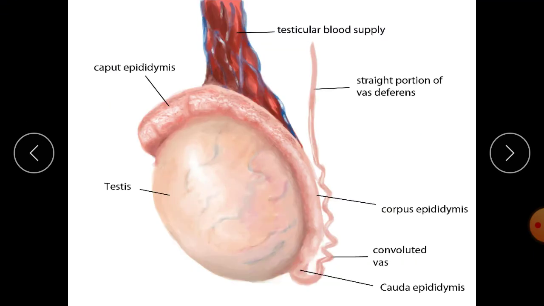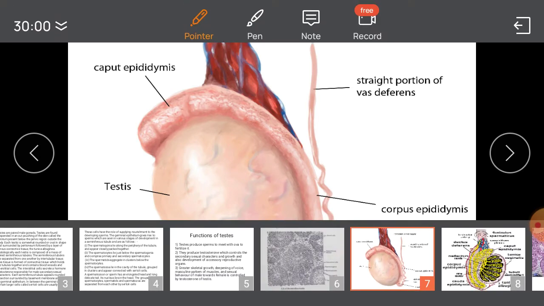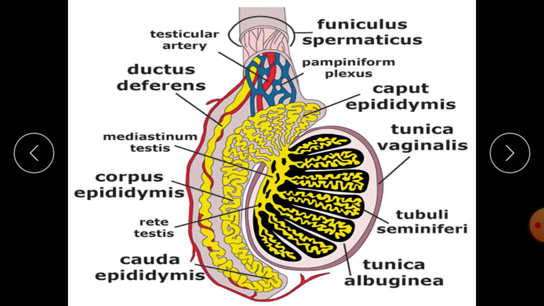So look here, this is testis. Can you see here? Outside this is the scrotum. This testis is externally covered by the peritoneum. The outermost layer of the testis is called tunica vaginalis. Interior to this one is tunica albuginea. So these are seminiferous tubules. What are these? Seminiferous tubules.